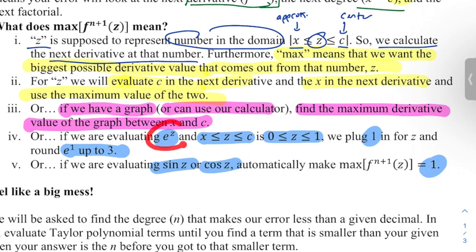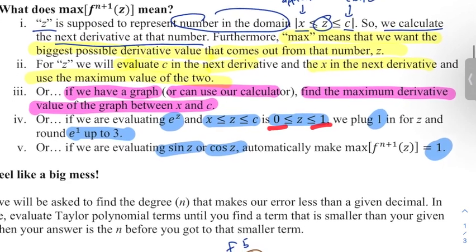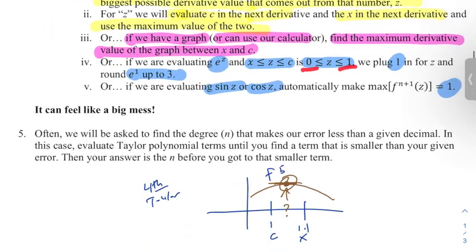If you ever see sine or cosine, automatically use 1. This number 4 is a pretty specific scenario, but if you ever have e to the z and your center and your approximated x are between 0 and 1, then just use 3 as the output.